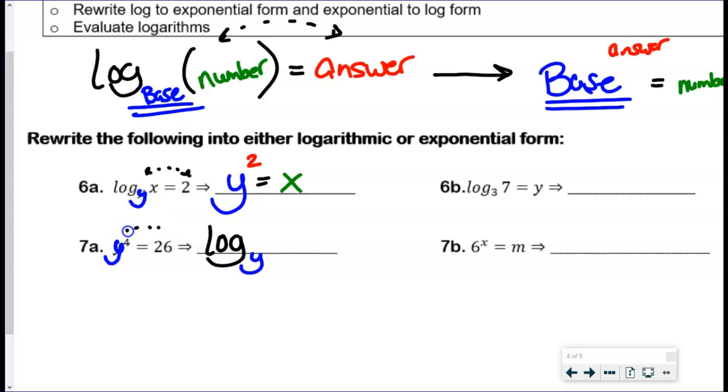And then remember, these numbers are just going to flip-flop. So the next thing I write down should be a 26. I like when you write it inside of the logarithm, but whatever, you don't need the parentheses. And then the 4 becomes my answer.